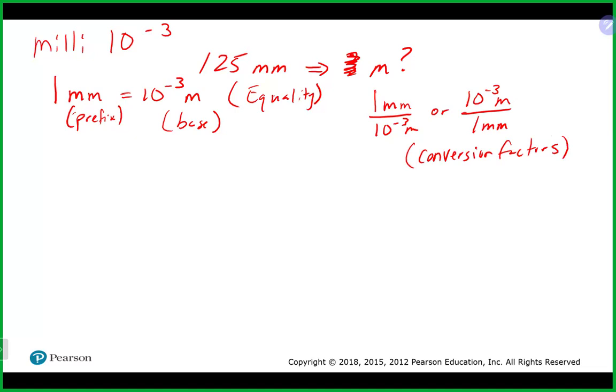Now, which one should we use? Well, in chemistry, the way that we show our work, as we'll talk about a little bit later as we continue on, but to preview it for you, is known as dimensional analysis. Dimensional analysis is basically using conversion factors and getting rid of units we don't want and ending up with units that we do want.